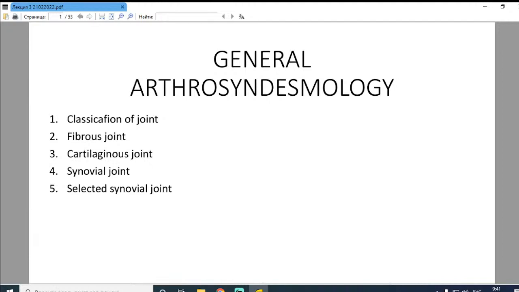Today's topic of lecture: general arthrosyndesmology. Next question, classification of joints: fibrous joint, cartilaginous joint, synovial joint, selected synovial joint.